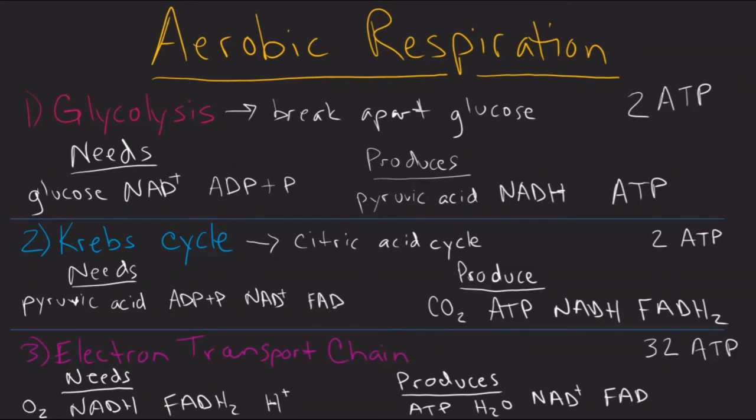So we really need to get to the electron transport chain. That is where we get the most ATP. In total, if you add these up, we have 2 in glycolysis, 2 in the Krebs cycle, and 32 ATP in the electron transport chain for a total of 36 from one glucose molecule. Okay, so one glucose molecule can net us 36 ATP.